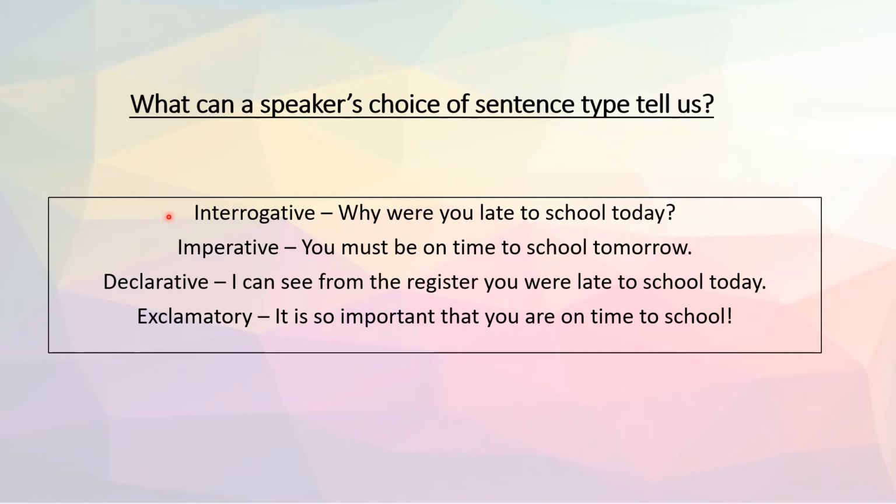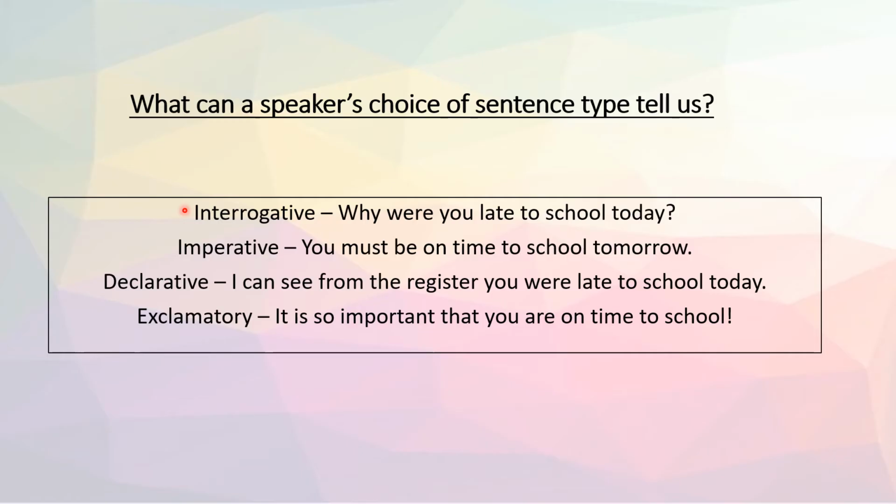So here we have the interrogative, why were you late to school today? The imperative, you must be on time to school tomorrow. The declarative, I can see from the register you were late to school today. And the exclamatory, it is so important that you are on time to school.